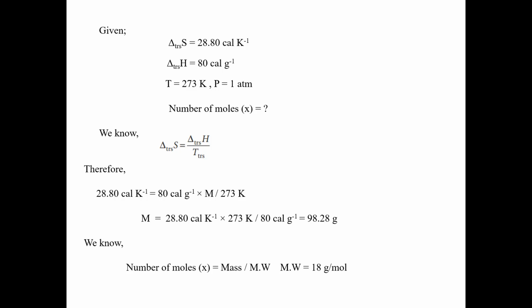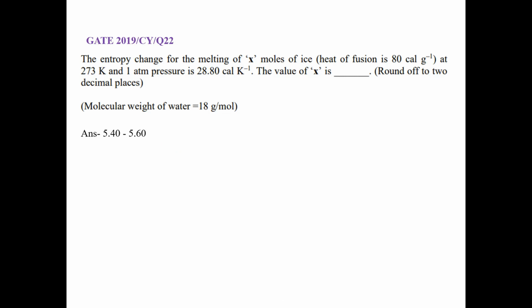Now we need to find the value of M, which becomes equal to 98.28 gram. We know that the number of moles is equal to mass divided by molecular weight. Here the molecular weight is given as 18 gram per mole. So the number of moles is equal to 98.28 divided by 18, which is 5.46 moles. The answer range given here is 5.40 to 5.60 and our answer is 5.46.